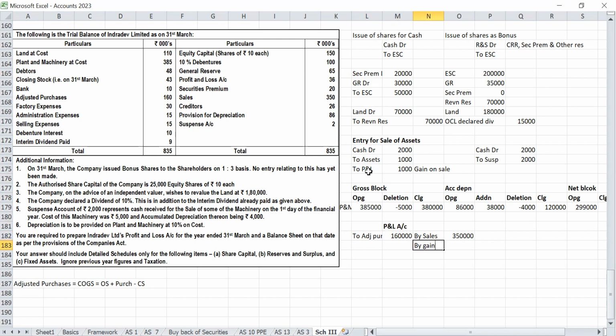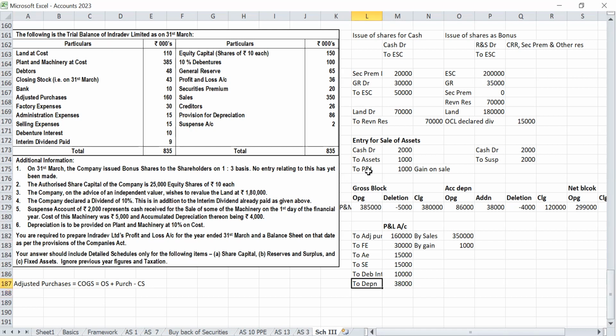Gain on sale 1000. Then the expenses: factory expenses, administrative expenses, selling and distribution, debenture interest, all of that. So factory expenses 30,000, administrative 15,000, debenture interest 10,000, then depreciation for the year we have to provide, 30,000.